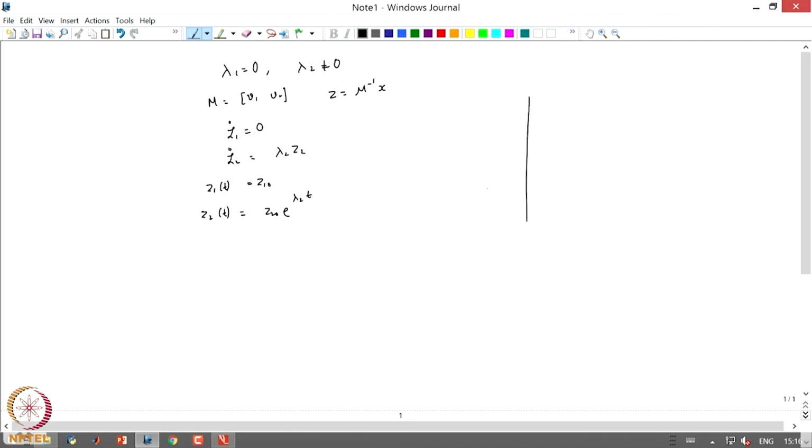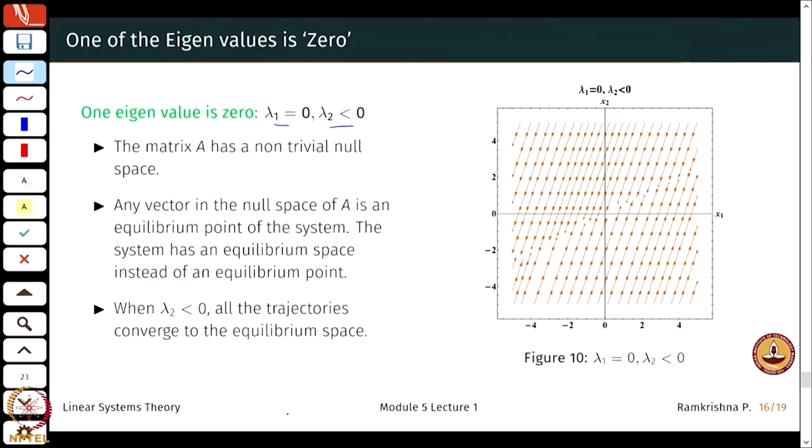So, if I were to plot z1 and z2, say for an initial condition over here, z1 would just be here, and if lambda 2 is less than 0, the trajectories would behave this way. Say if this is the initial condition of z1, then the trajectories will be here. If this is the initial condition, the trajectories will go this way for all lambda 2 which is less than 0.